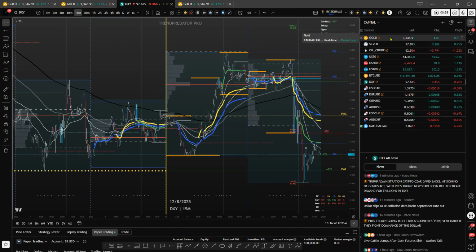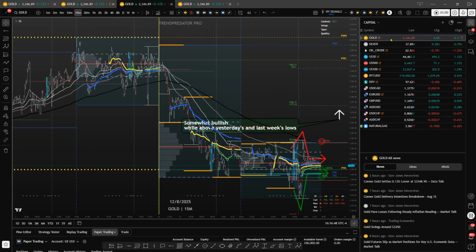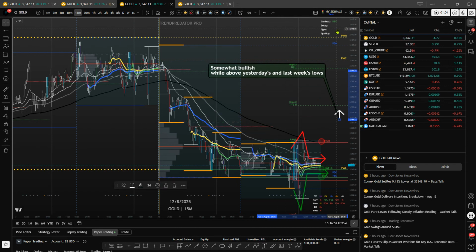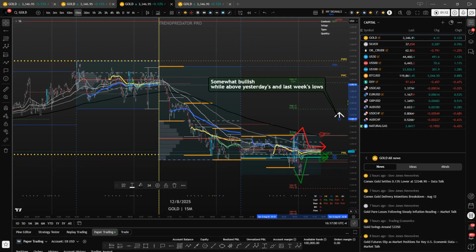Disappointingly, I actually got caught out, and by no means am I suggesting that the strategy is going to be a 100% win rate strategy. And I'll just talk us through gold.